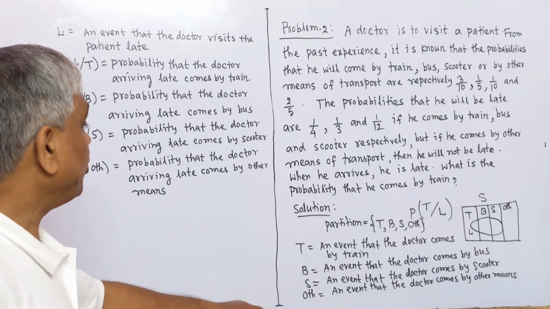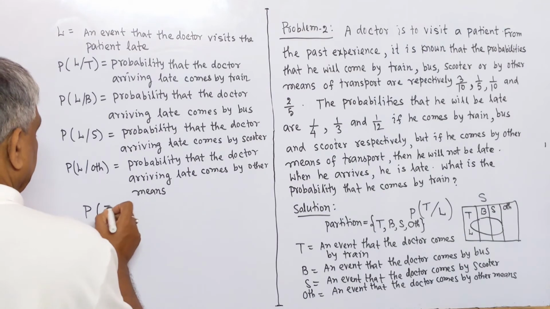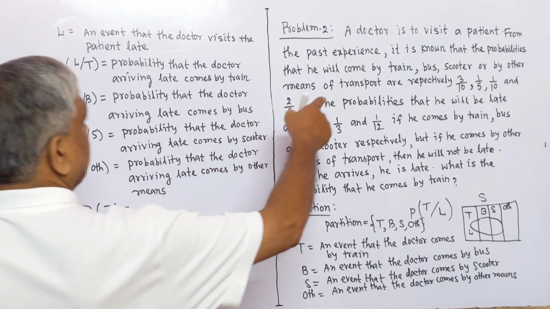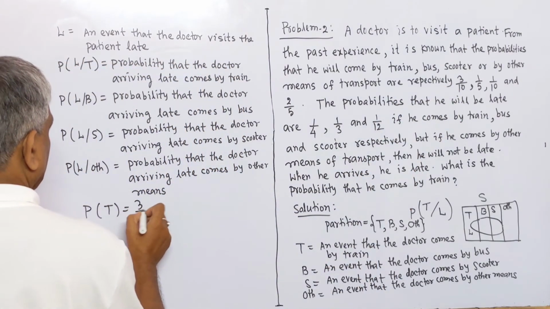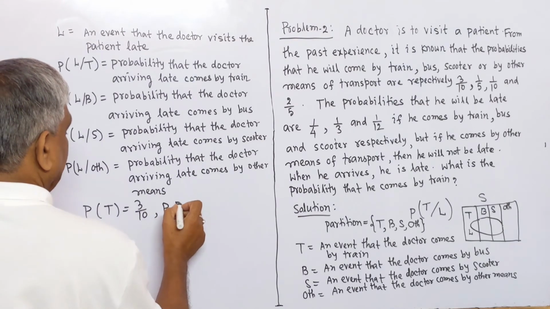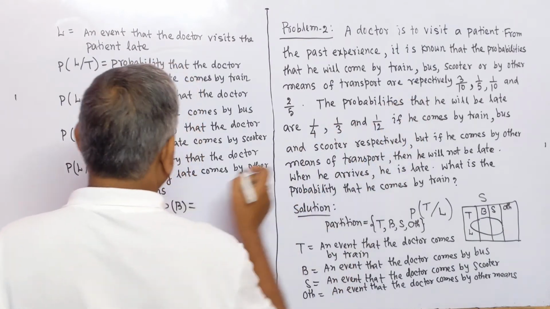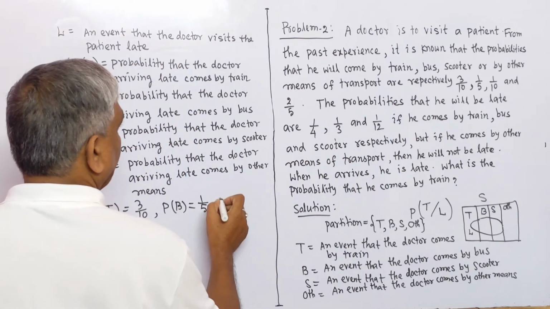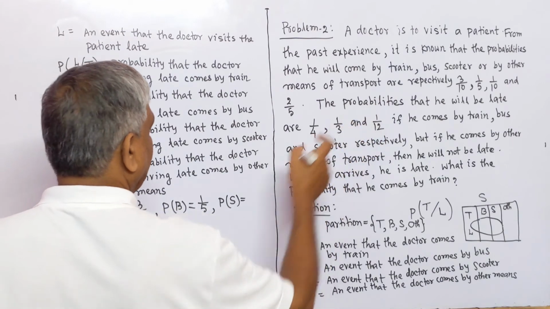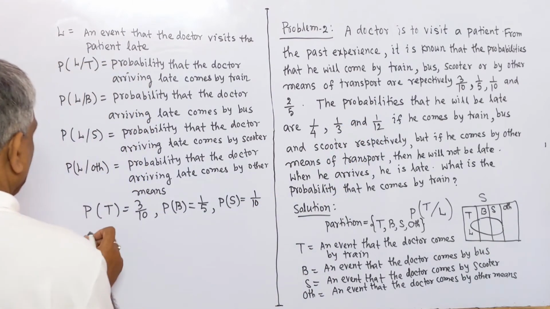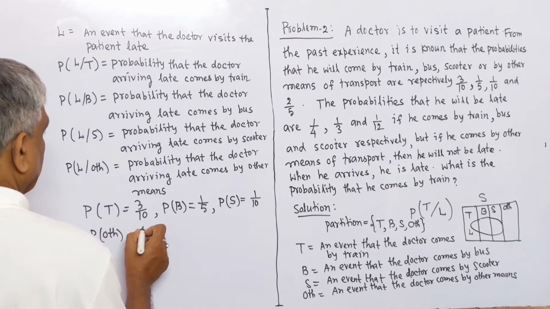Now we write the probability of each event. Probability of T is 3/10. Probability of B, means through bus, is 1/5. Probability of scooter is 1/10. Probability of other means is 2/5.